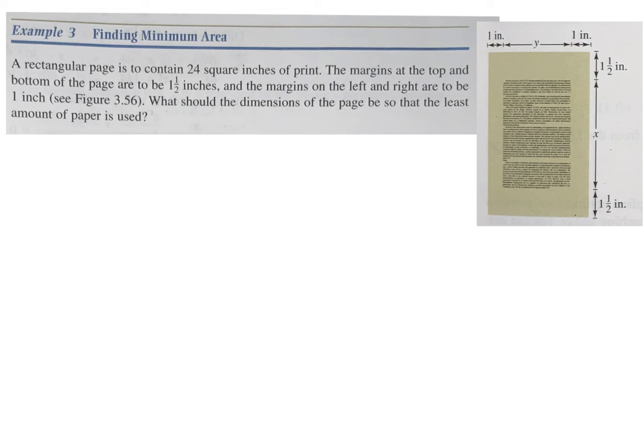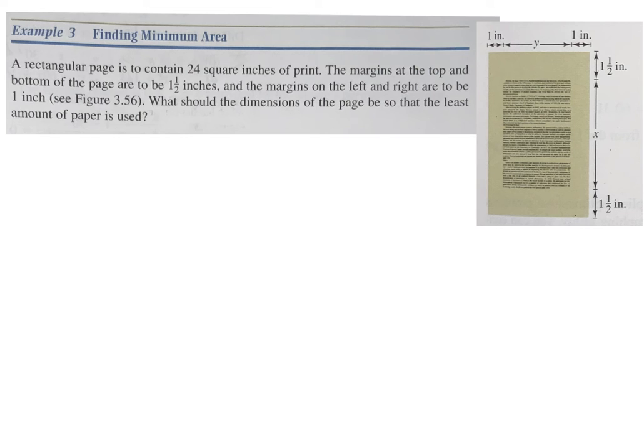Good times, giving us fractions here. Yay. They zero out, so that's nice. All right, so this one says rectangular pages to contain 24 square inches of print. The margins at the top and bottom of the page are to be 1.5 inches, and the margins on the left and right are to be 1 inch.